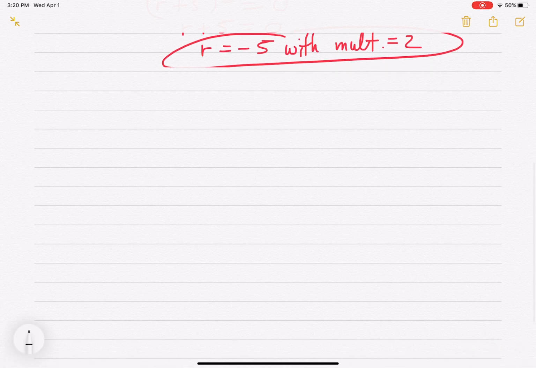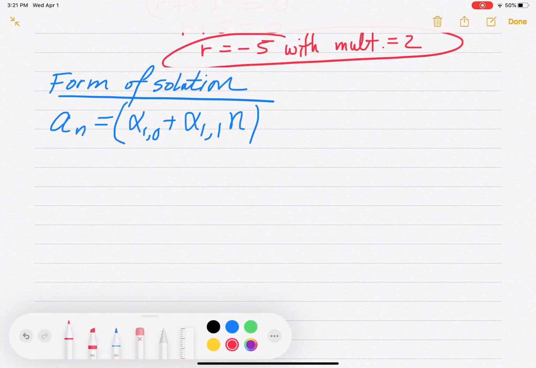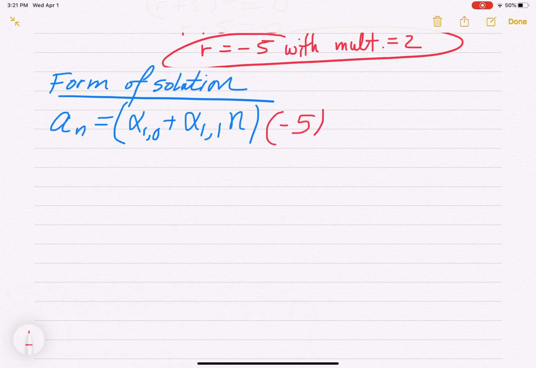So now I want to write down the form of the solution. It's going to be a_n equals, this is just one root, alpha_{1,0} plus alpha_{1,1} n to the 1. We're going to stop at n to the 1 power because the 1 power is 1 less than the multiplicity of 2. And then we're going to have the root negative 5 raised to the n power. So that's the form.